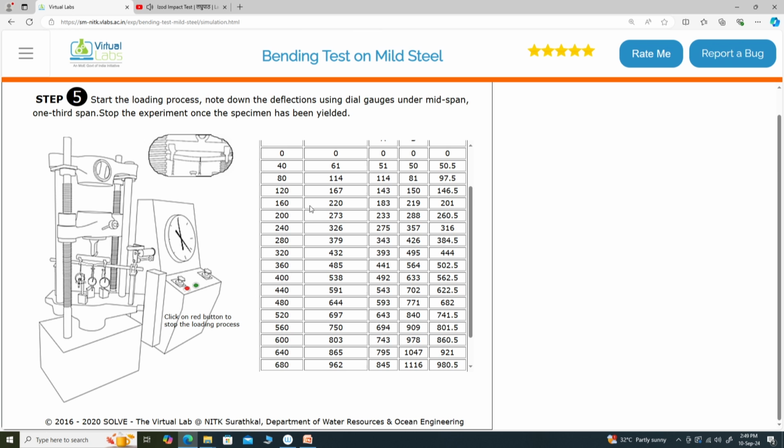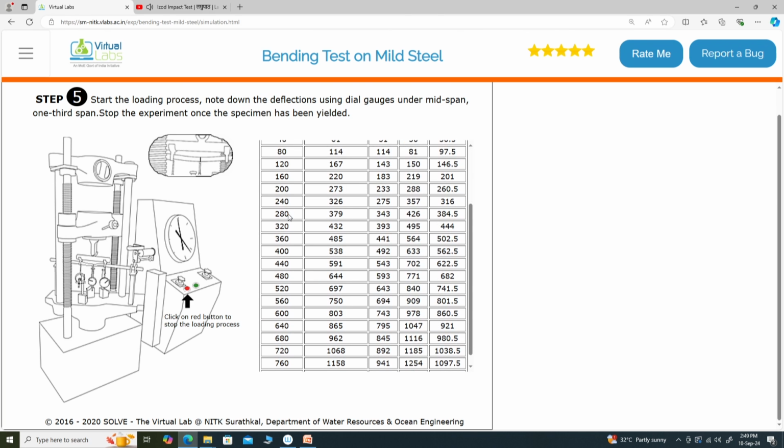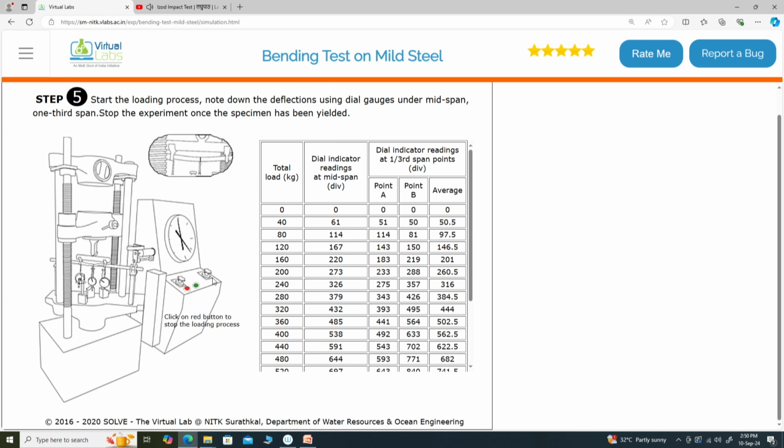These loads are equal loads. You see 40, 80, 120, 160, 200. It is an increment of 40 kg of the load, and this is an equal increment of the load. This was also set in the aim or objective of the experiment. Now they say click on the red button to stop the loading process. We stop the loading. Yes, the data is now ready.